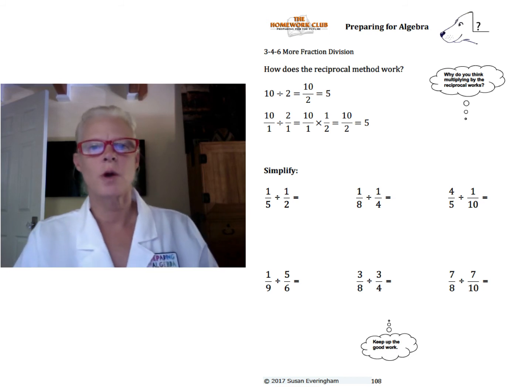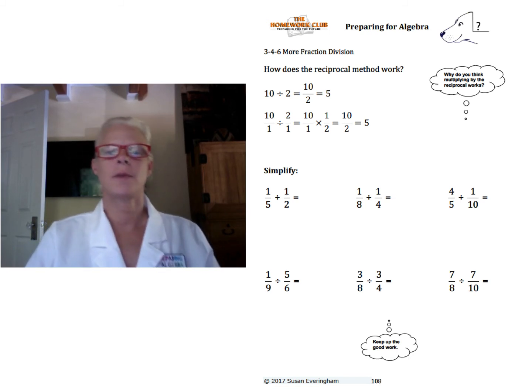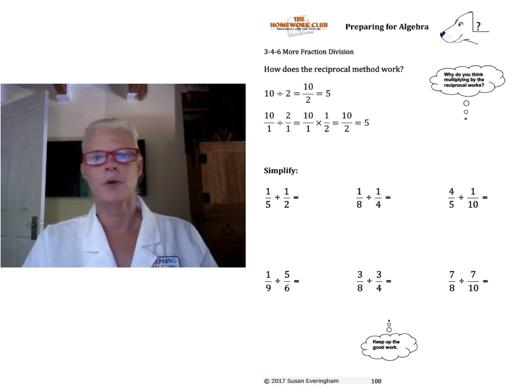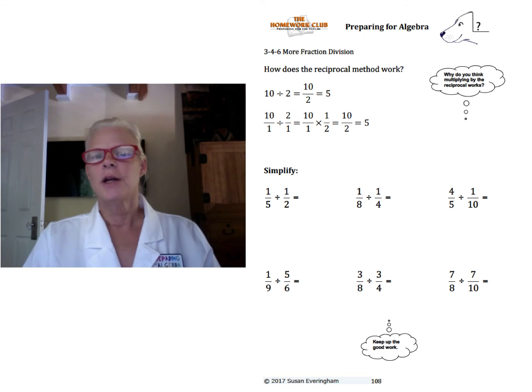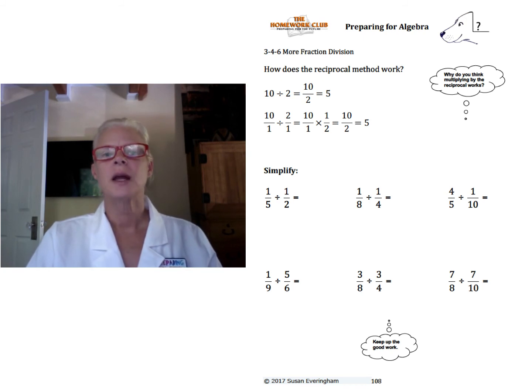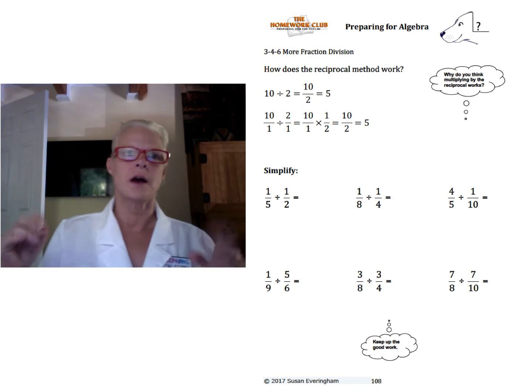Excellent. We're on page 108 with a kind of proof to prove to you that this reciprocal method does work. We're going to take this really simple problem, 10 divided by 2. So 10 divided by 2 we know is 5, right? Well, you know your simple division, you know your multiplication.